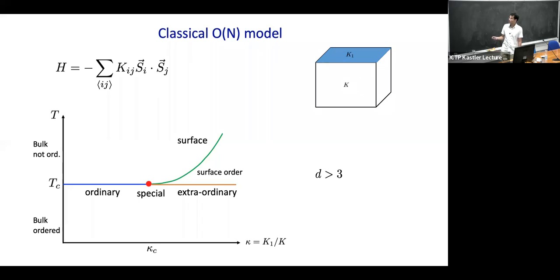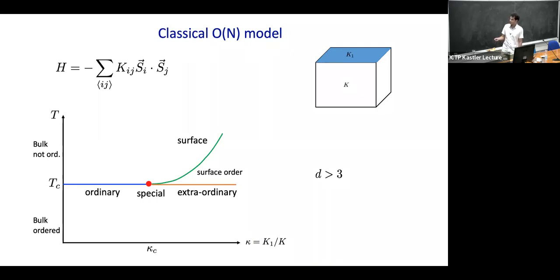However, if you make the surface coupling large enough, then the surface can order at a higher temperature than the bulk. So as we lower the temperature, first we go into a phase where the surface is already ordered and the bulk is still disordered. And then subsequently, once we reach the bulk critical temperature, the bulk orders in the presence of an already ordered surface. So this is known as the extraordinary boundary universality class.